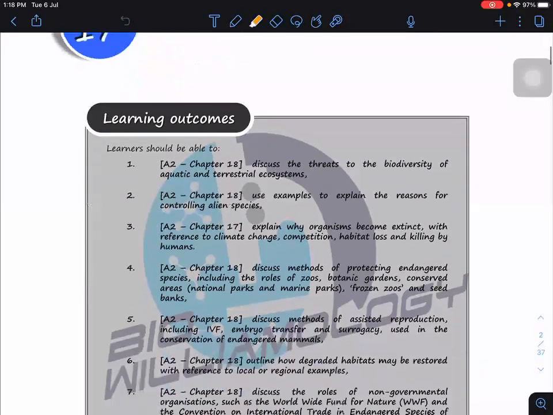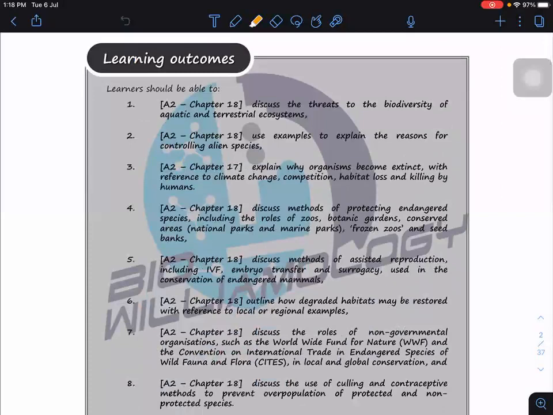Okay, so what we're going to learn today is to discuss the threats to biodiversity, both to aquatic and terrestrial ecosystems. And we want to use an example to explain the reason for controlling alien species. So why do we need to control alien species?